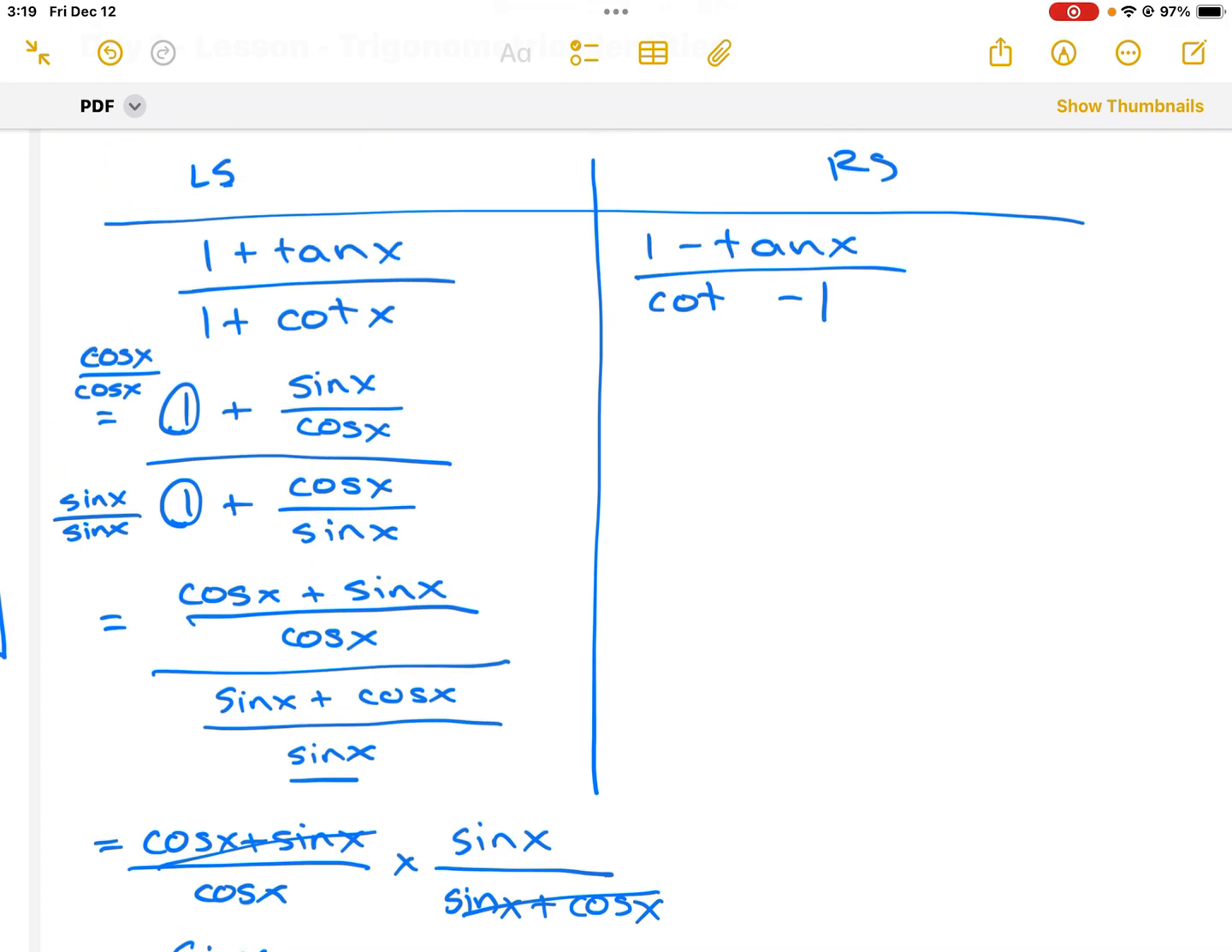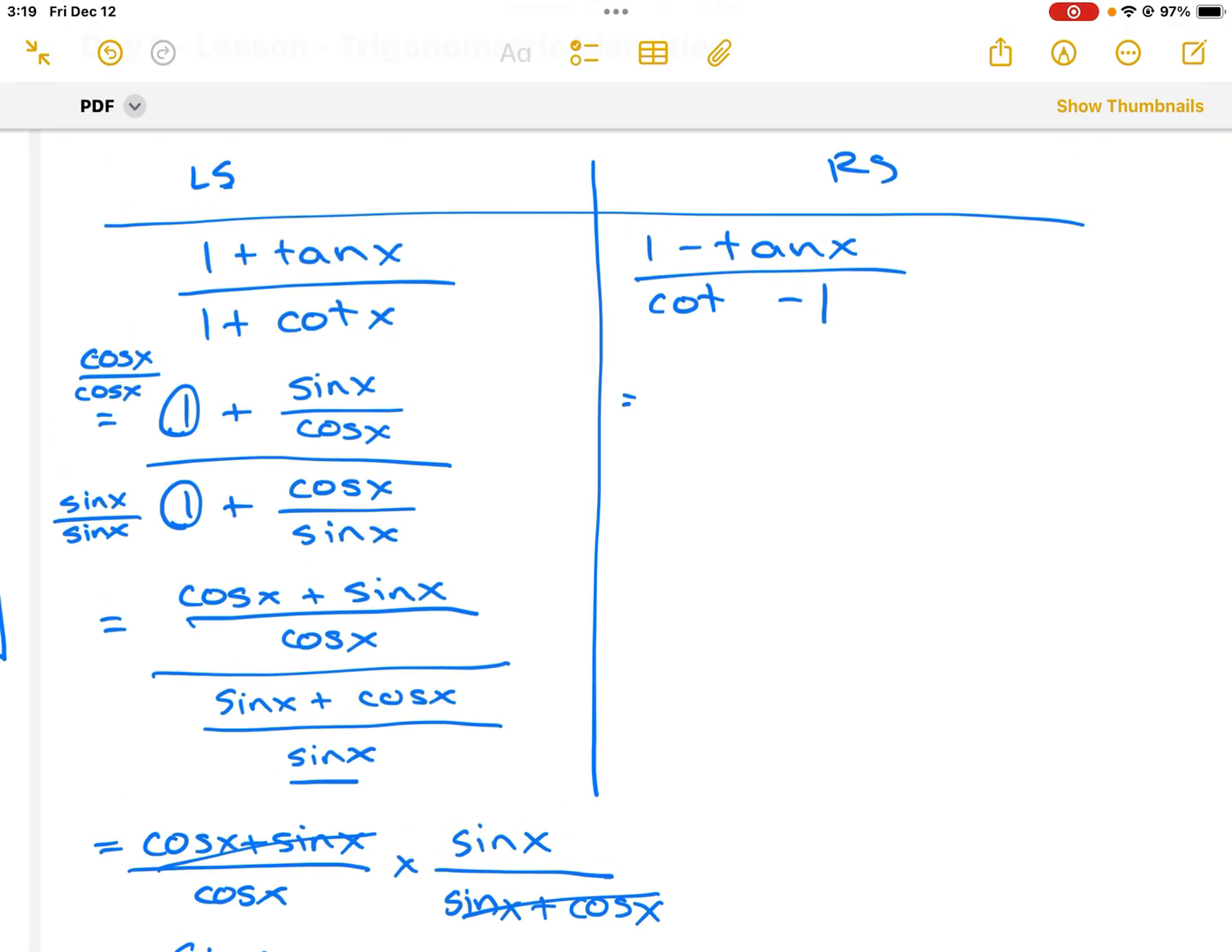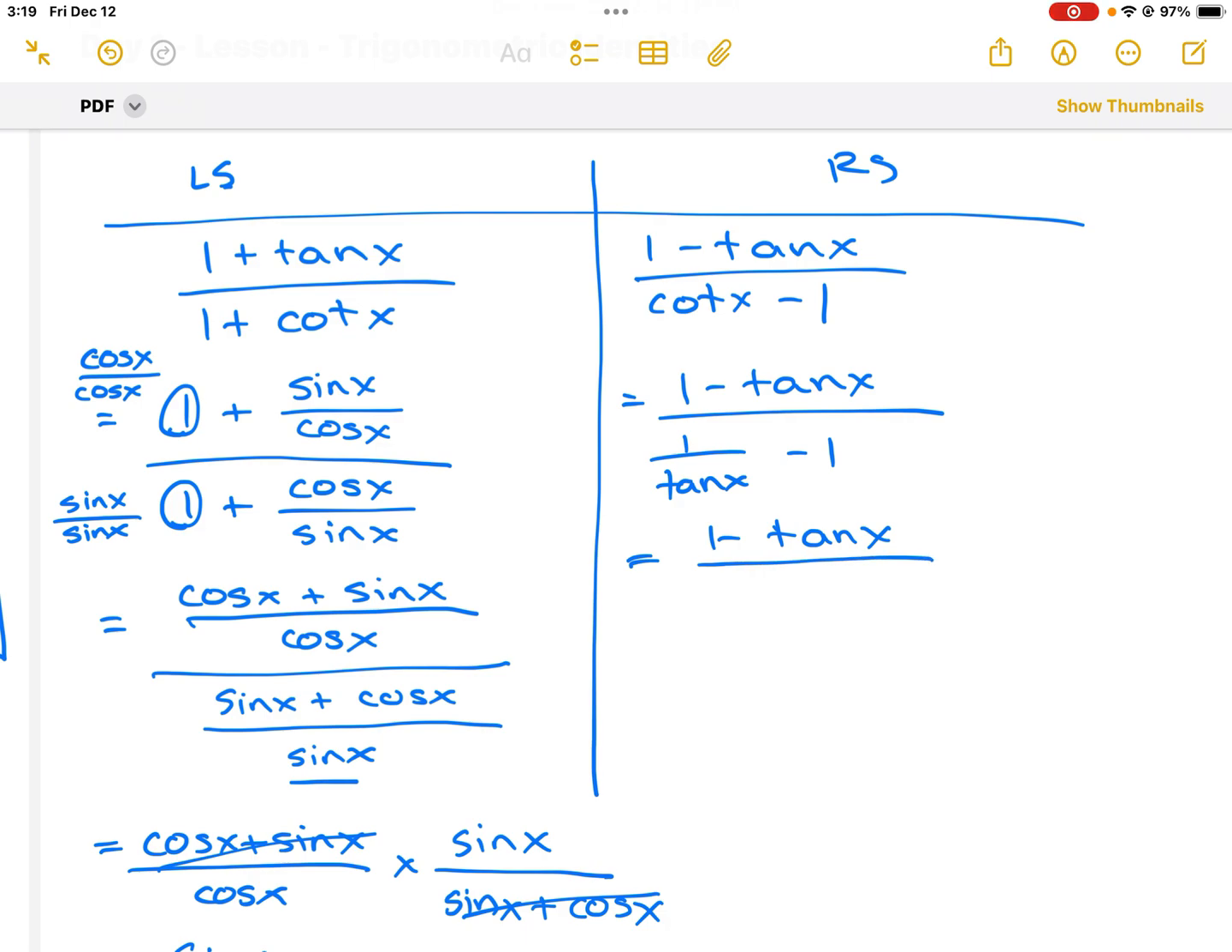So I'm now going to try simplifying the right-hand side. So I got it in terms of tan on the left. So I'm going to try the same thing here. Let's change the bottom, cotan x, into 1 over tan x minus 1. I'm going to add those 2 terms together on the bottom. So I've got 1 minus tan x all over a common denominator of tan x.